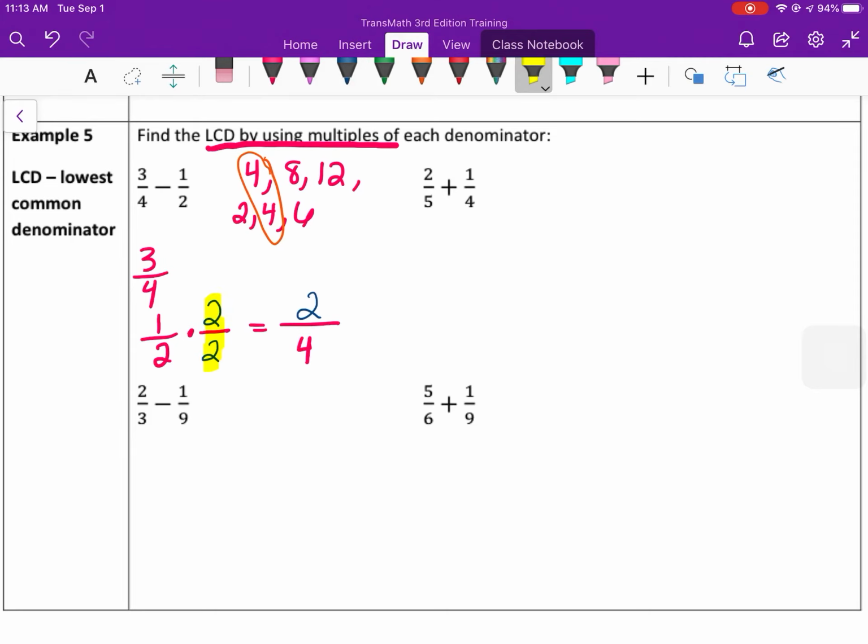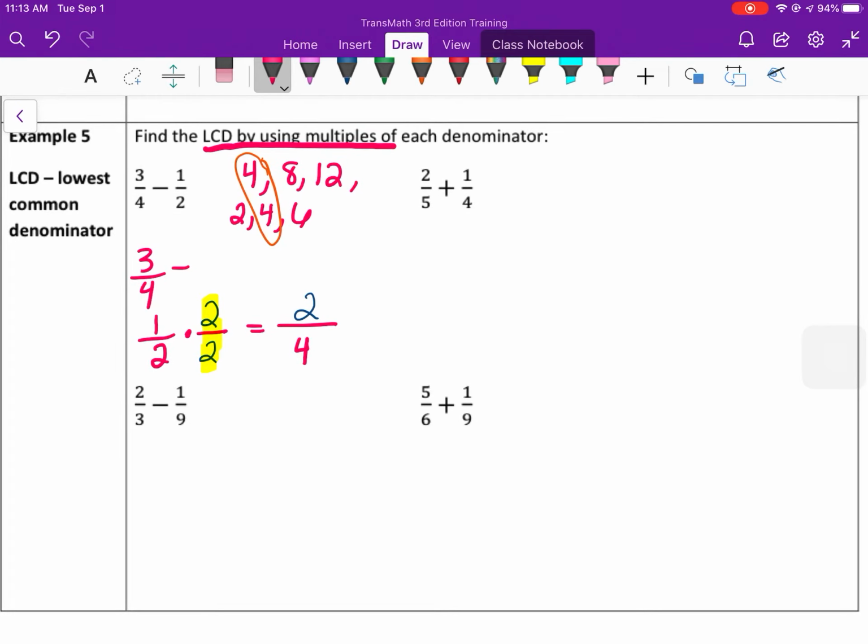So because 2 divided by 2 is the same thing as 1, 1/2 times 1 is still a half. So we're just making the fraction look different. So now I can take 3/4 minus 2/4. Now they have common denominators, and 3/4 minus 2/4 is 1/4. So that is my answer for that one.